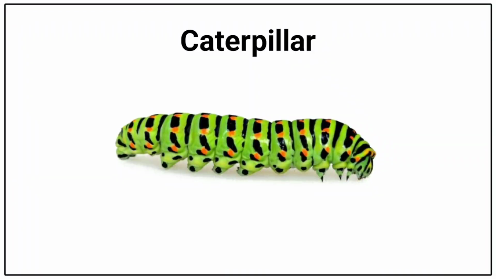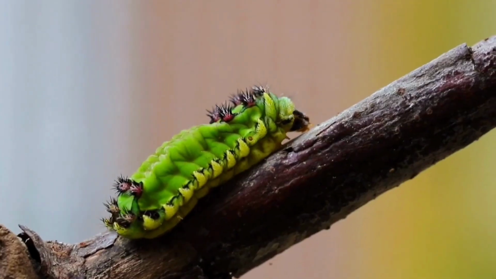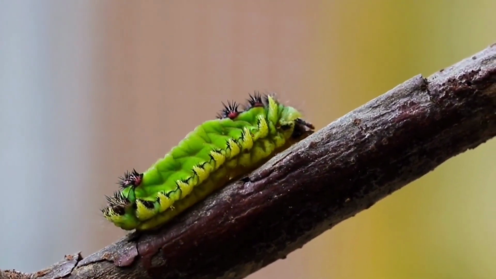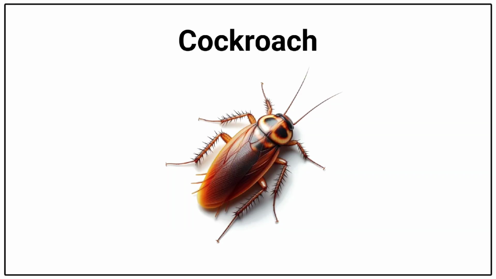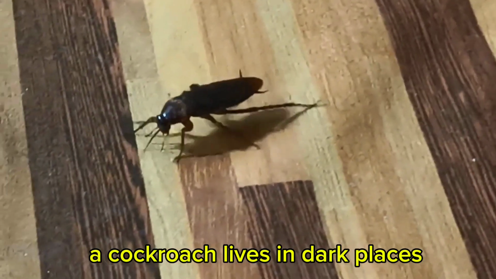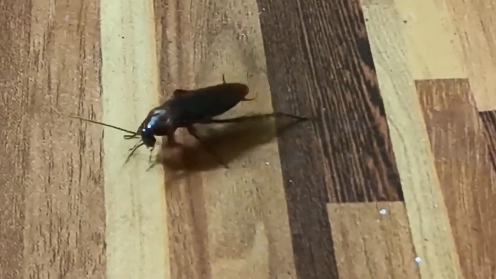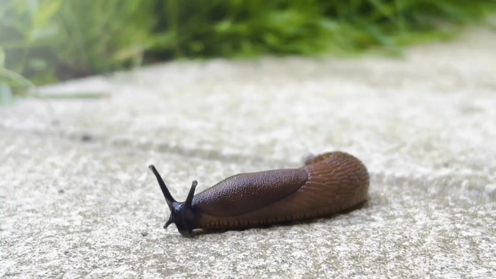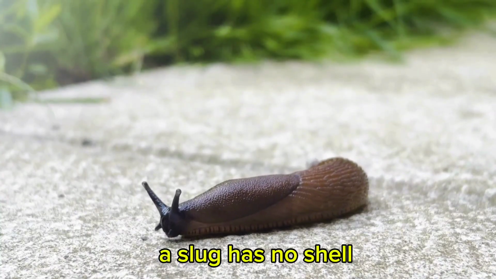Caterpillar. The caterpillar eats green leaves. Cockroach. A cockroach lives in dark places. Slug. A slug has no shell.